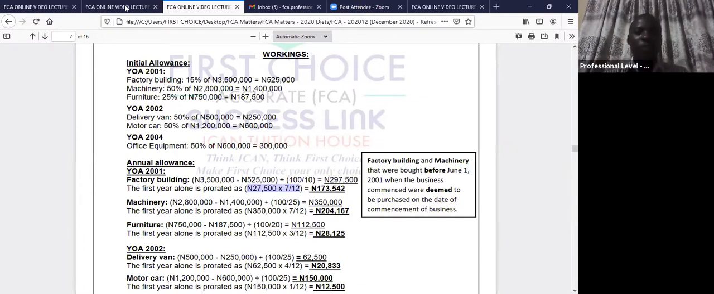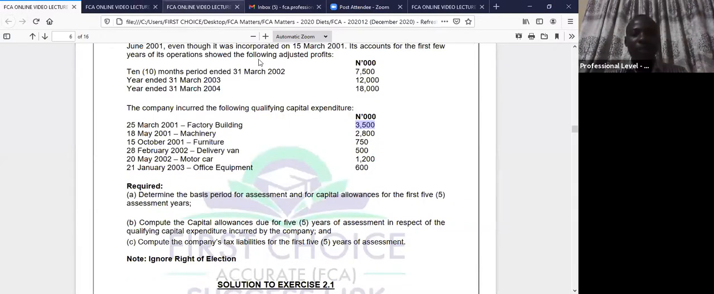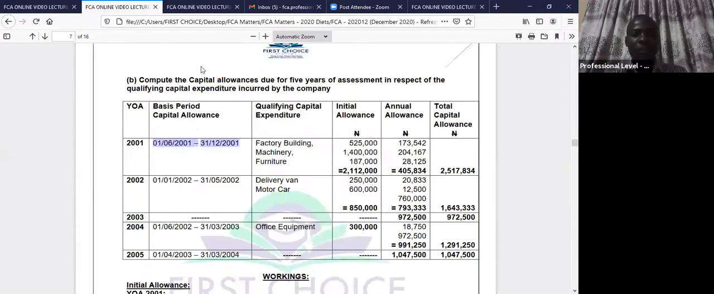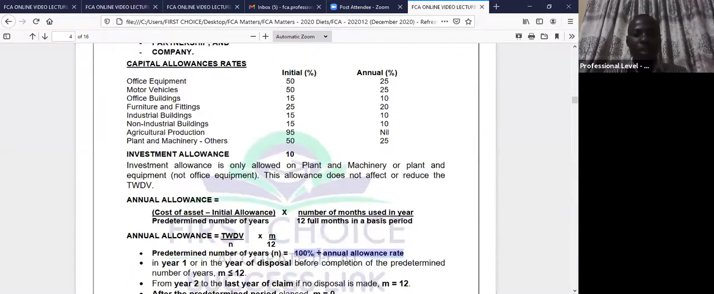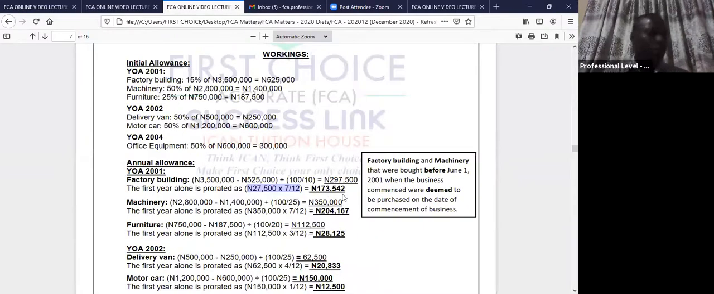That means we have used this formula. We've used our M over 12 formula. So this M is 7 over 12. When we do that by saying times 7 divided by 12, we have 173,542. That will be the annual allowance for the first year.